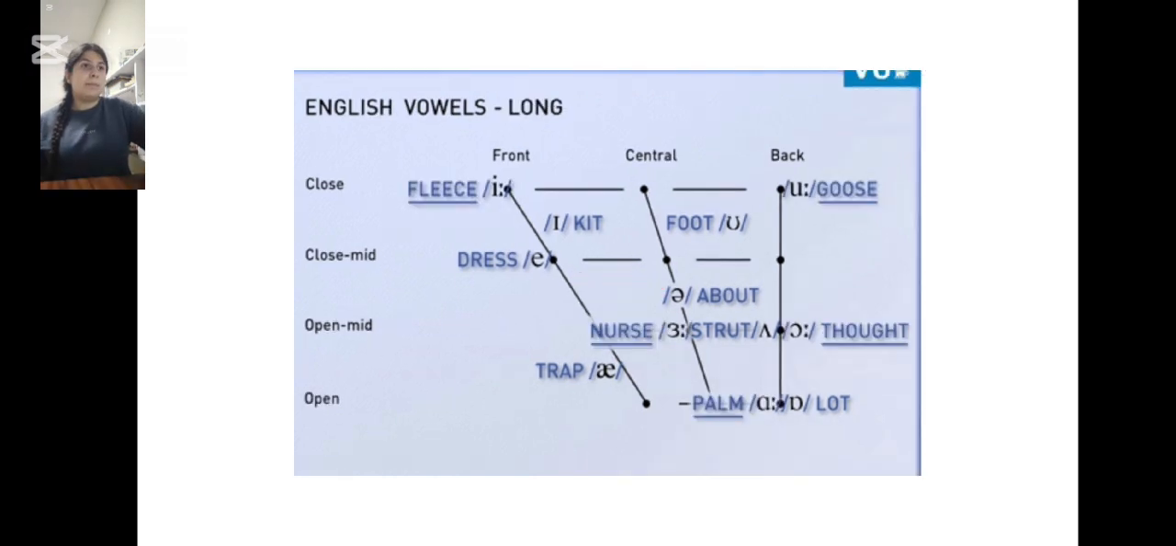Then some British English, standard British English vowels have a long pronunciation. For example, please, goose, toad, palm, and nurse. All of them, we are saying with long vowels.